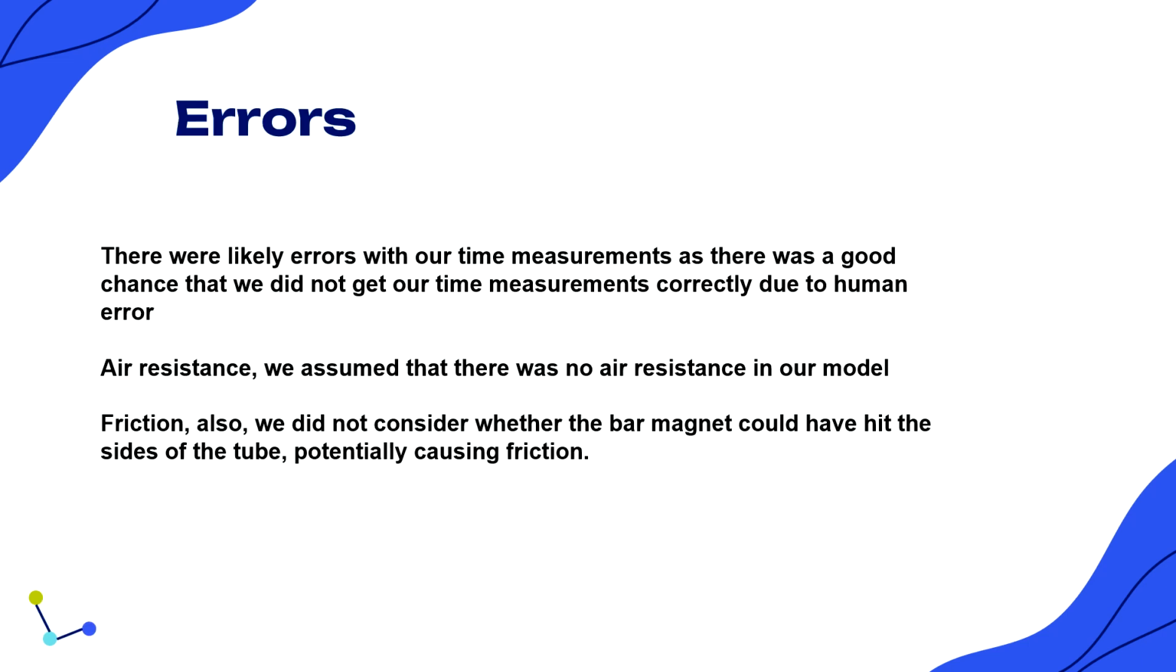And then for errors, there were likely errors with our time measurements, as there was a good chance that we did not get our time measurements correctly due to human error. Finally, for air resistance, we assumed that there was no air resistance in our model. And then finally, for friction, we also did not consider whether the bar magnet could have hit the sides of the tube, potentially causing friction and slowing down the bar magnet even more.